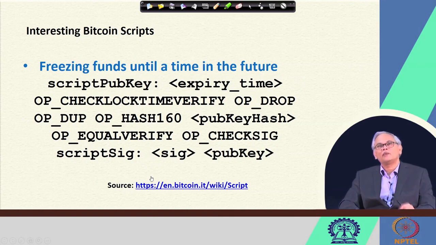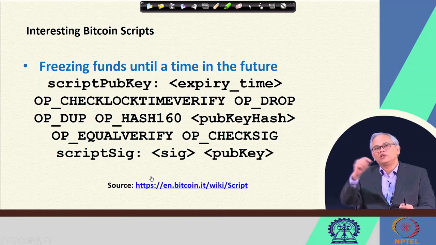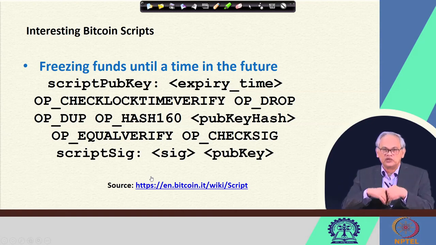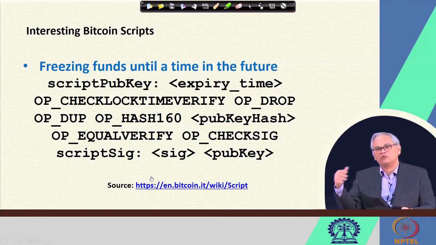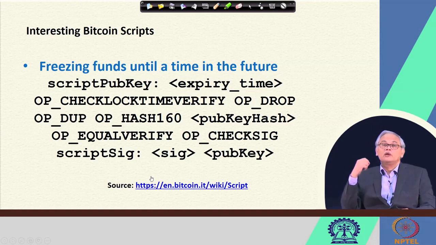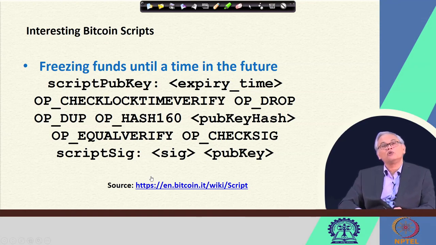And then one can have a little bit more interesting scripts, like where the funds can be frozen until a time in the future. An expiry time will be put. Alice can say that you can get the fund only on, say, 15th of November 2021. So, when all these scripts are processed, this particular combination of script pub key and script sig, at the time of popping these values, it will get the expiry time, which will be that time of November in 2021, and then it will match it by this OP_CHECKLOCKTIMEVERIFY.